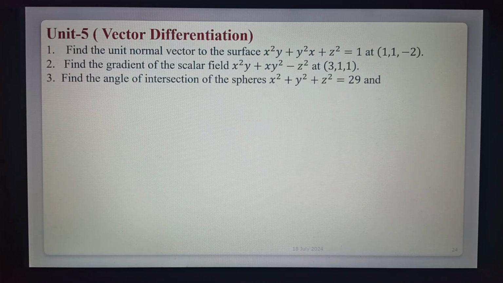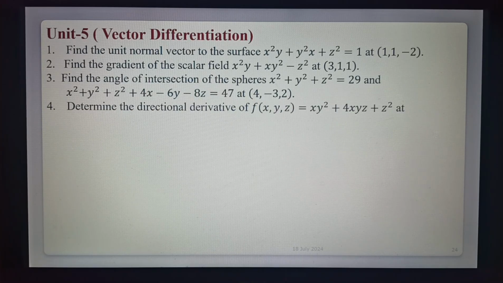And next one, find the angle of intersection of the spheres. Two spheres are given here at the point 4, minus 3, 2. So next one, determine the directional derivative of the given scalar field f bar at the point 1, 2, 3 in the direction of the vector 3i plus 4j minus 5k.